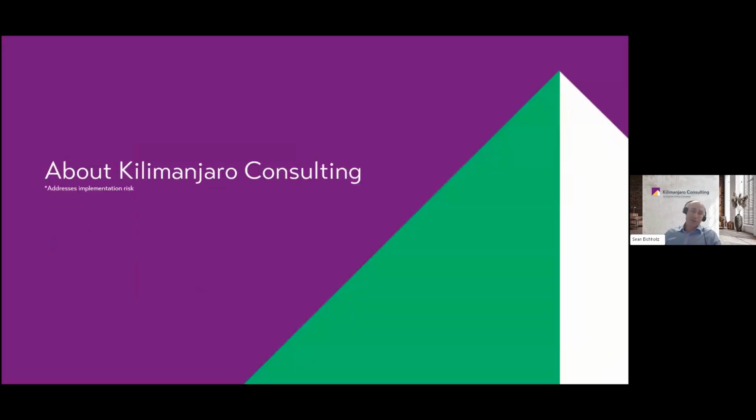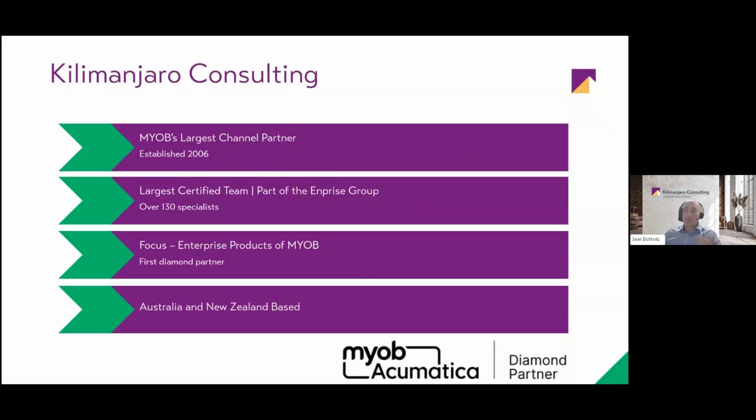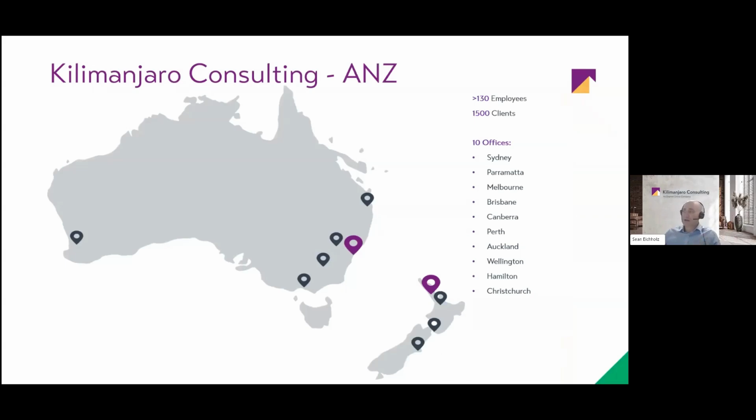Now, the implementation risk with Kilimanjaro Consulting, we can help minimize this risk. We are MYOB's largest channel partner. We were established in 2006. We have the largest certified team in the channel. We're part of a publicly listed company called the Enterprise Group in New Zealand. We only focus on MYOB enterprise products, so we're specialists in the MYOB enterprise space. We're MYOB's first diamond partner, as I mentioned, and operate across ANZ, with multiple offices in Sydney, Parramatta, Melbourne, Brisbane, Canberra, Perth, Auckland, Wellington, Hamilton, and Christchurch, over 1,500 clients and over 130 employees.